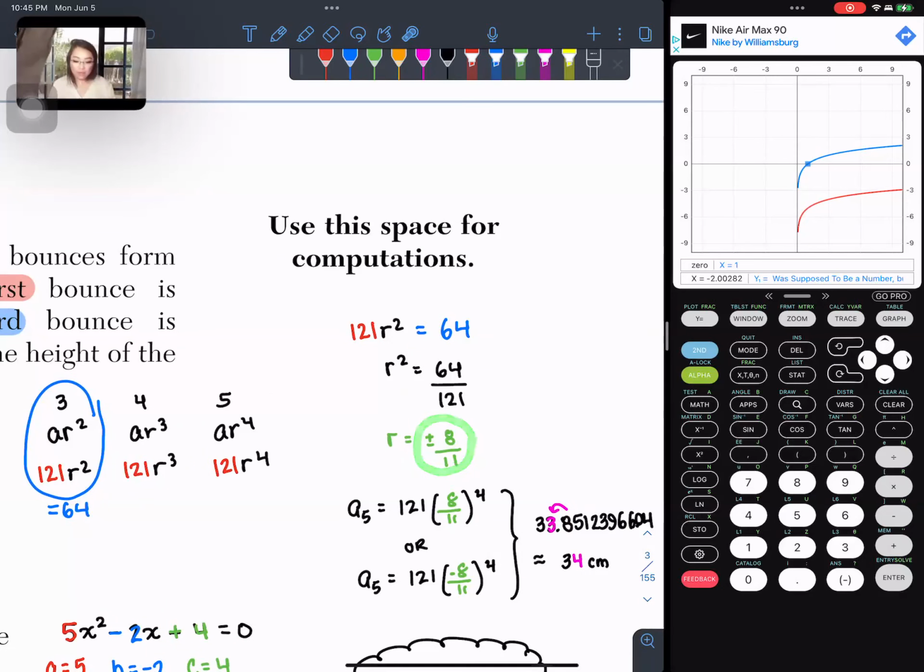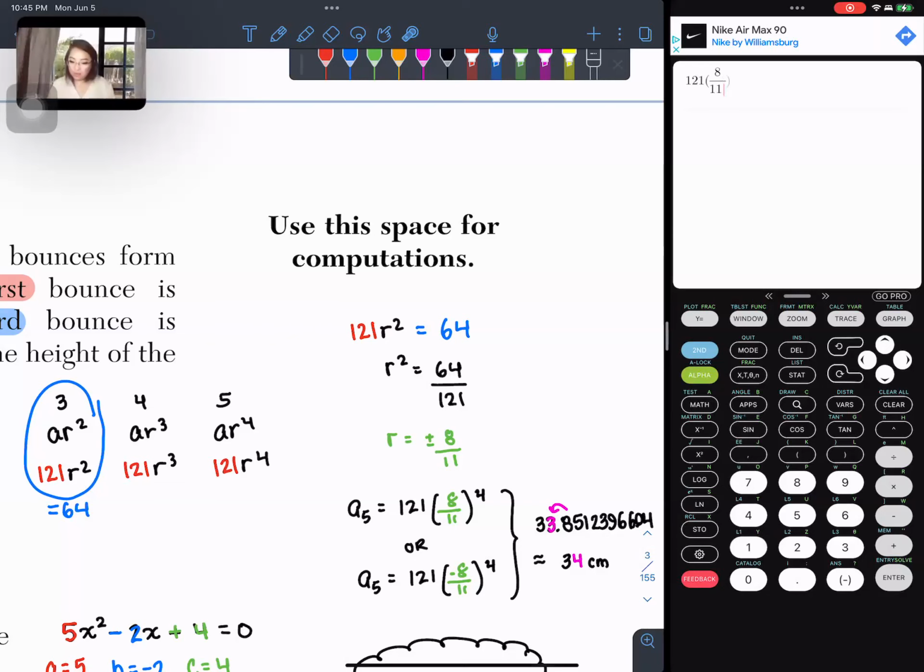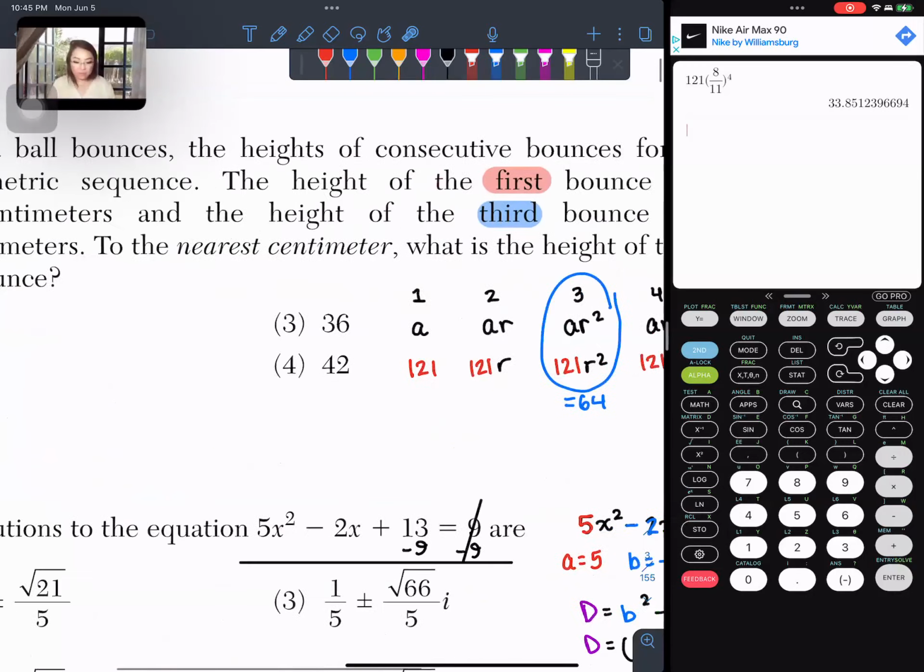When you put it in the calculator, you're going to get 121, open parentheses, alpha x, 8 divided by 11, raised to the 4th power. And you get about 34 units.